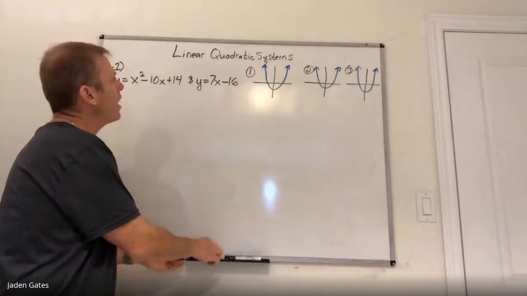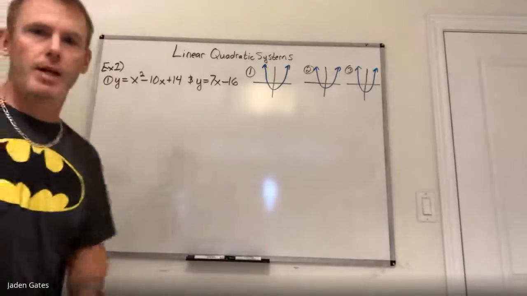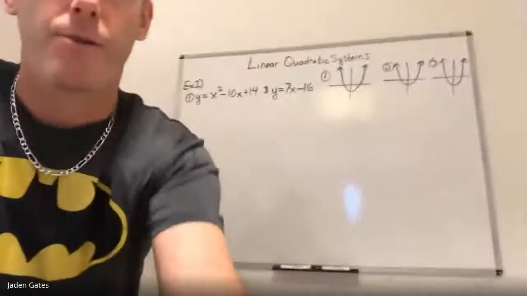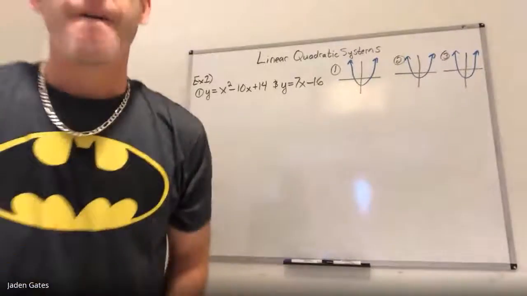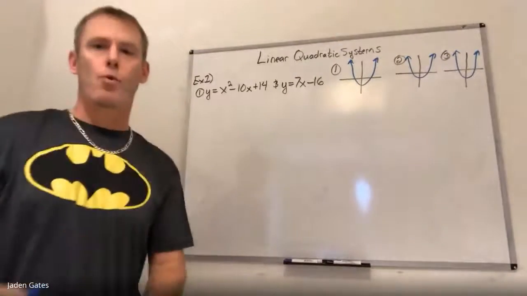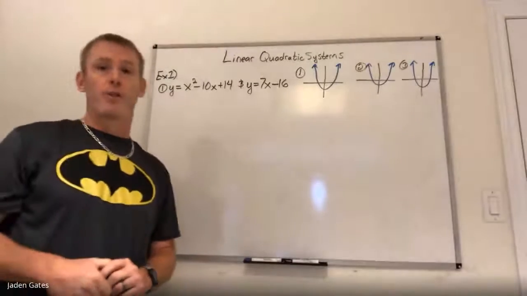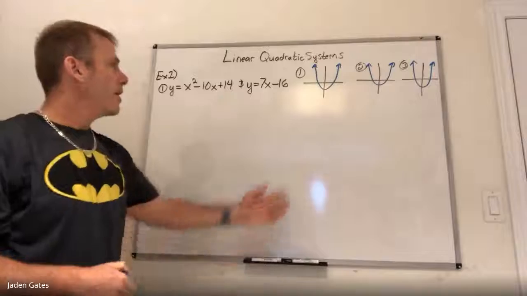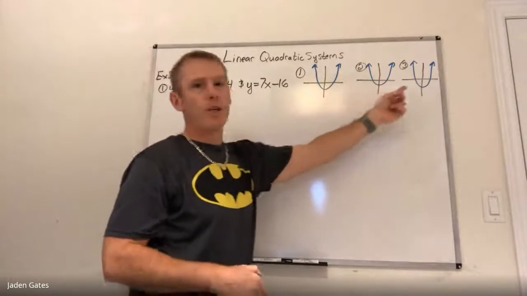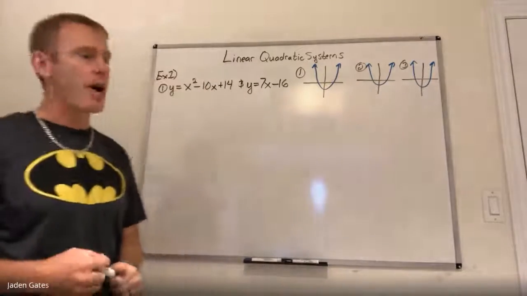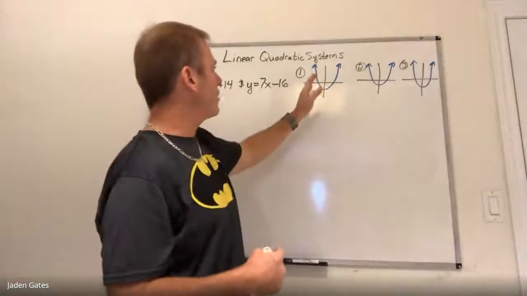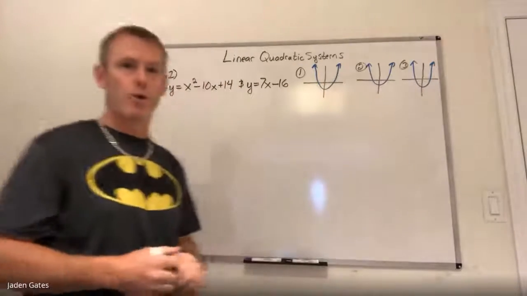All right, so what we're looking at this time out is linear quadratic systems, which is a nice way of saying find the point of intersection between a quadratic equation and a linear equation, so a parabola and a line. Now, there are 3 different situations that can happen when these two interact. So I've drawn in 3 different parabolas here, 3 different situations.